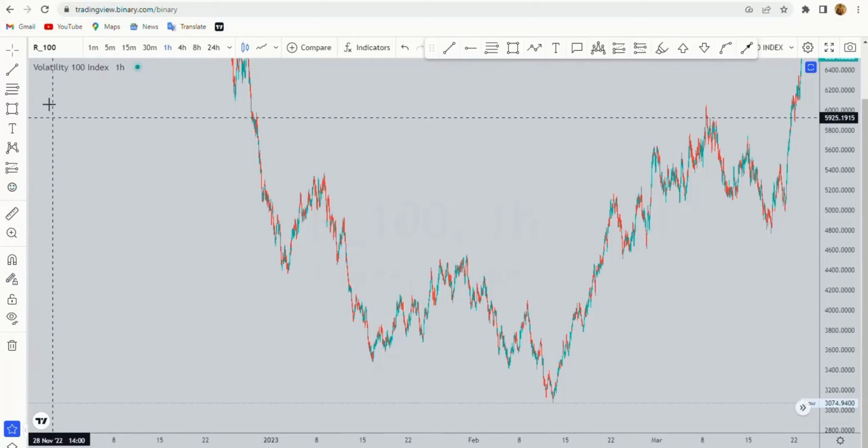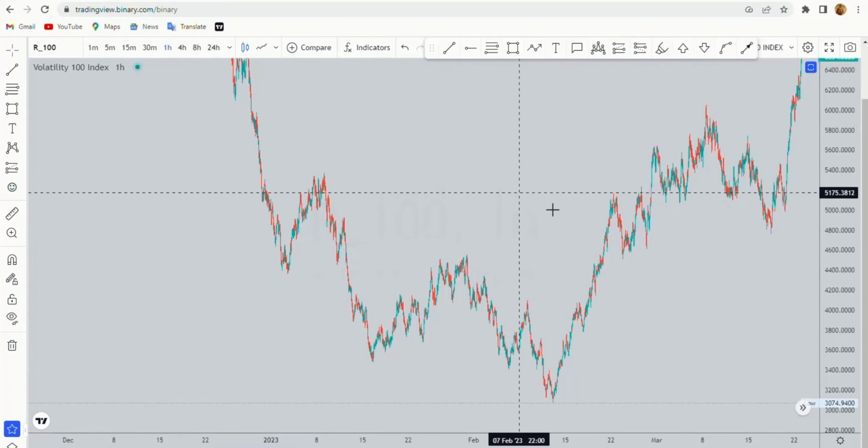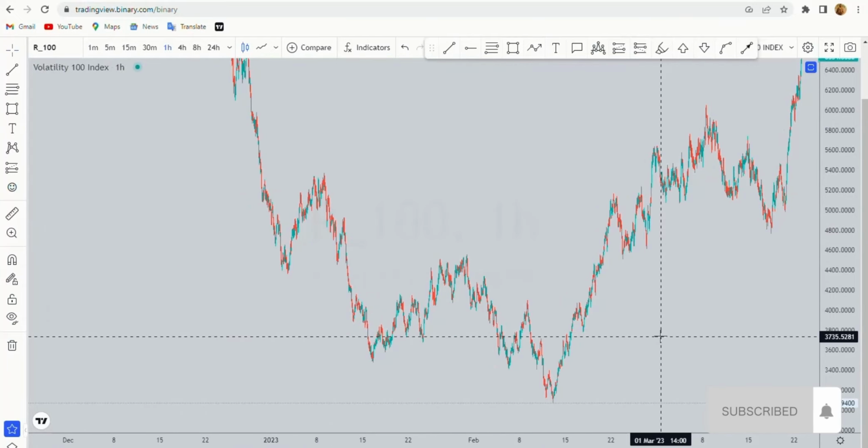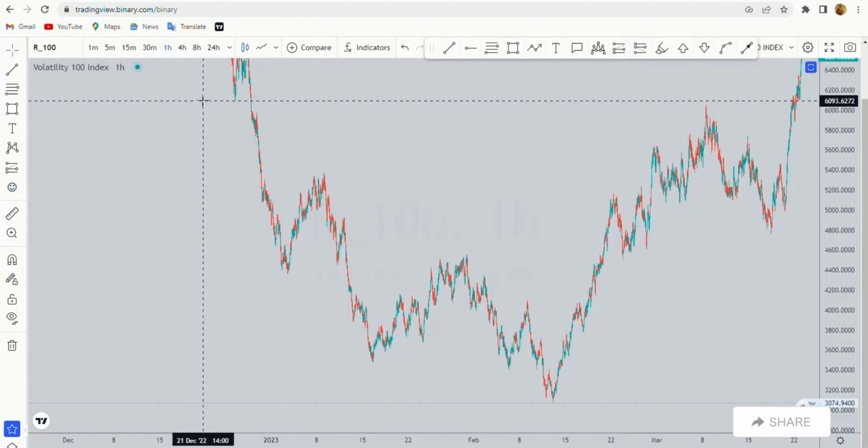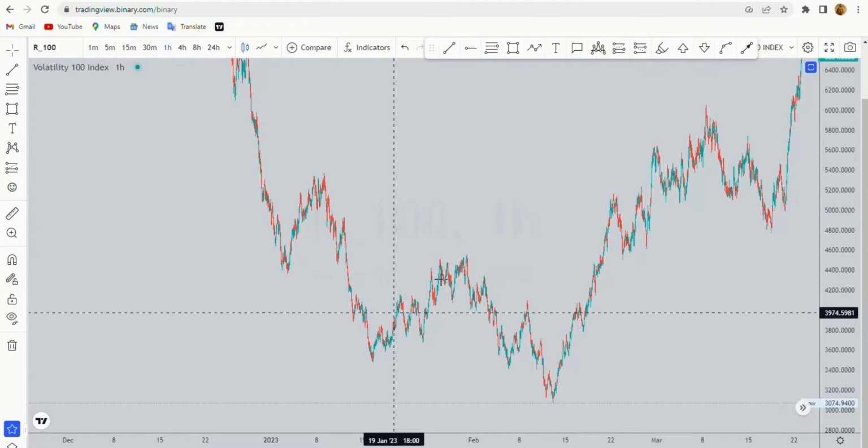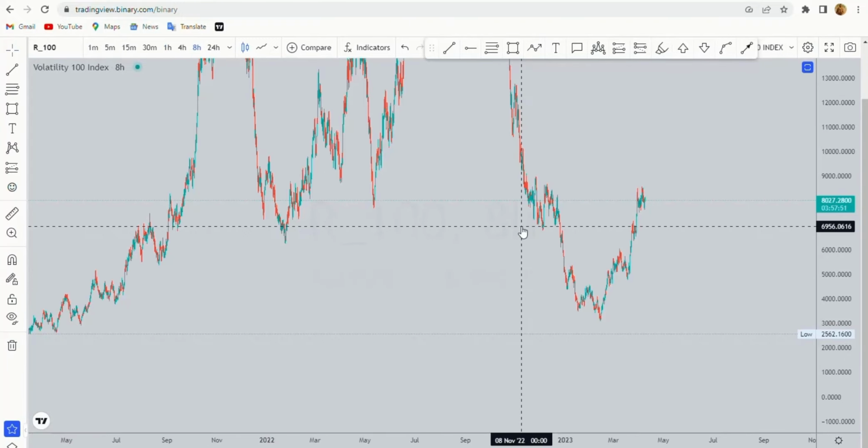So guys, today we got to look at VIX 100, and this is the 1 hour time frame. So guys, when you come to start analyzing the market, I recommend that you start on a higher time frame. So if you are a day trader, or if you are a scalper, you got to choose a higher time frame. So for me, guys, I got to start on the 8 hour time frame. Let's see in my 8 hour time frame.